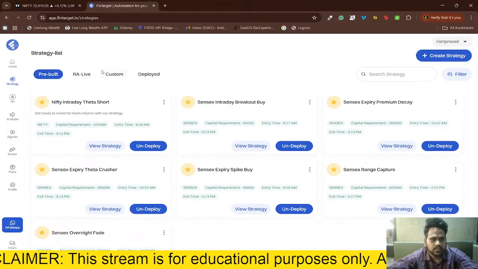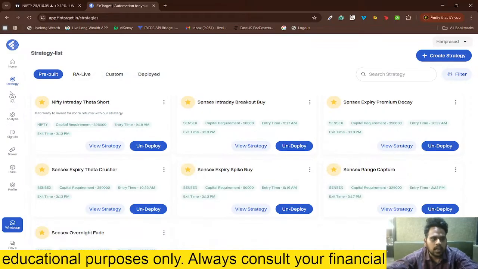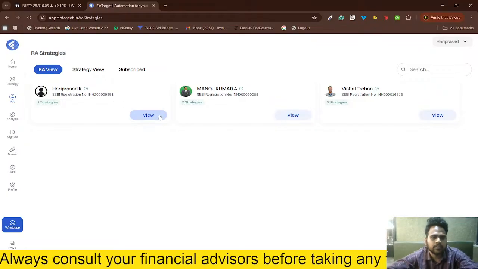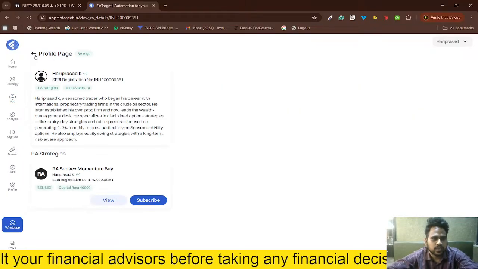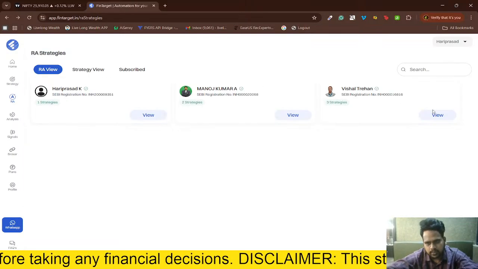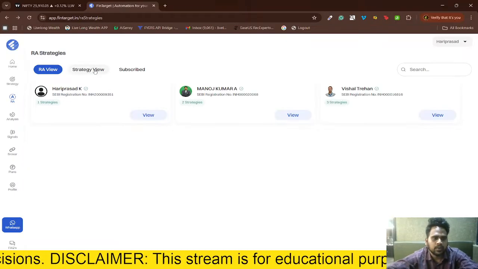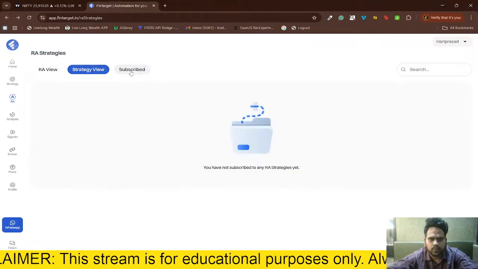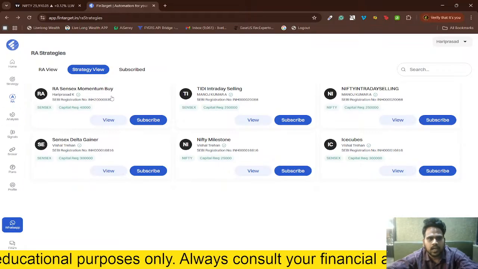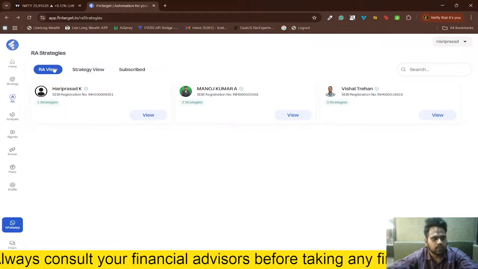So pre-built strategies, custom strategies deployed, everything you can see here. And you can see listed RAs also, SEBI registered. Hariprasad, you everybody know, his strategy is also listed here. Other RAs also, their strategies are listed here. You can explore literally everybody's strategy and you can trade over here. You can see view strategy. These are the six strategies by three RAs they have listed here. You can use these strategies as well.